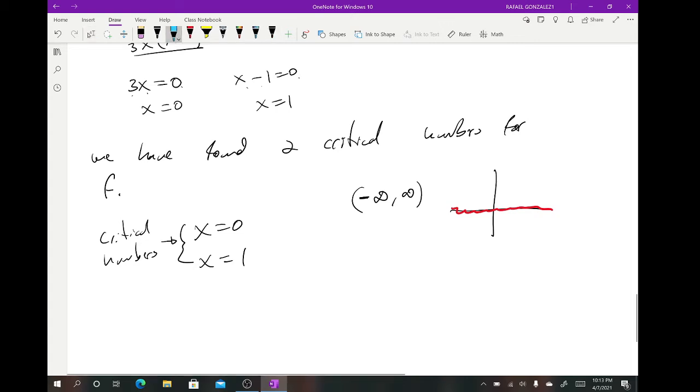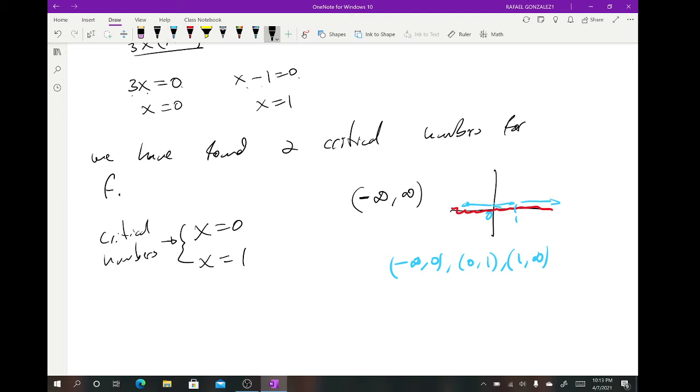So what should I do? Well, I am going to make three intervals: the open interval from minus infinity to 0, then the open interval from 0 to 1, and then the open interval from 1 to infinity. So I'm really dealing with three intervals: minus infinity to 0, 0 to 1, and 1 to plus infinity. These are the three intervals that I'm interested in.